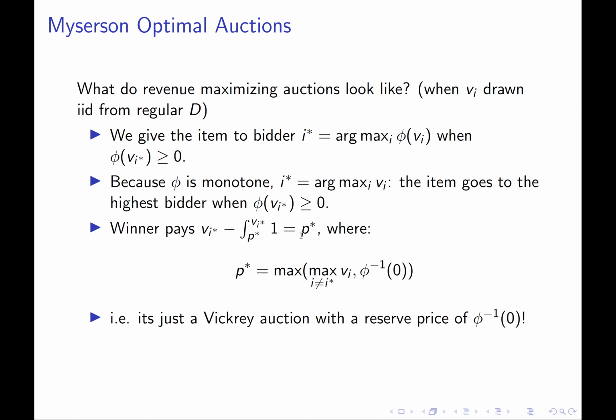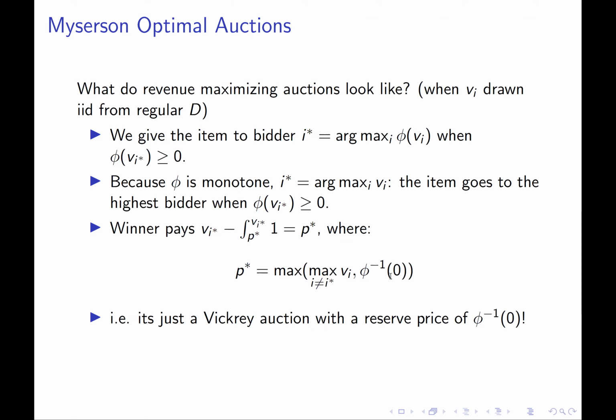But if you are the only bidder who has positive virtual value, then you have to pay this other thing, which is higher than the second highest bid. It's this critical value, the value at which your virtual value becomes positive. You either pay the second highest bidder's bid or this critical value, whichever is higher. And so this is a very familiar auction format.